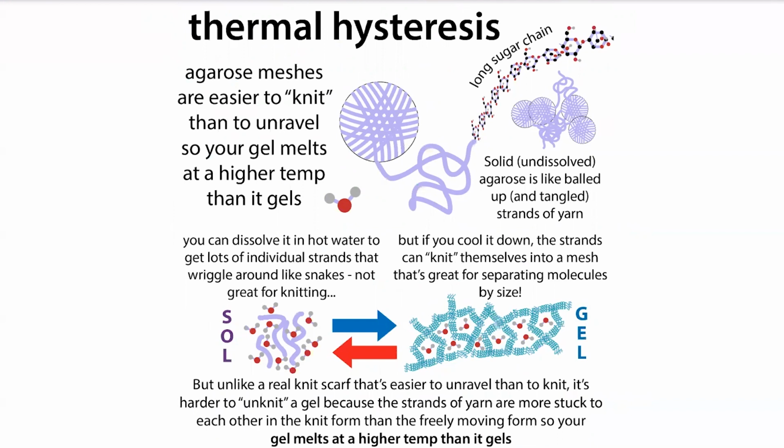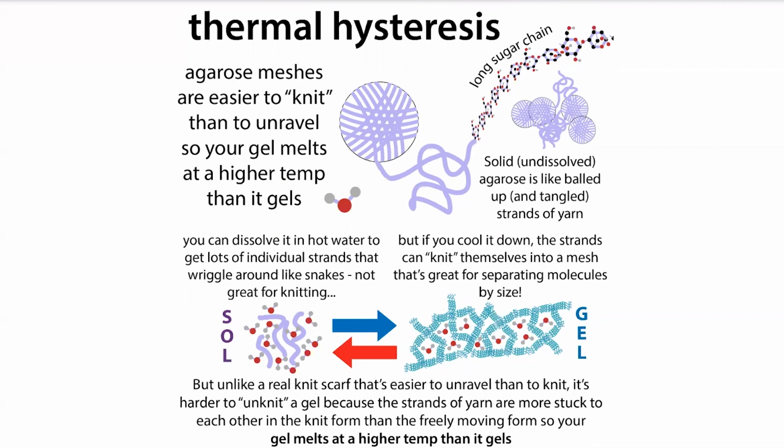Basically, because those bonds are attractions, they're not permanent bonds. There's no electron sharing. There's no actual pairs of electrons being shared between those chains. This makes it so that that kind of knitting up, the forming of the gel, the gelation, is going to be reversible. And so what's really, really cool is that this reversibility actually has this cool property called thermal hysteresis. This means that it melts at a higher temperature than it gels.